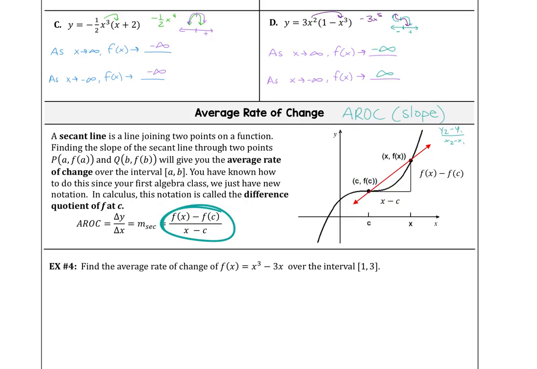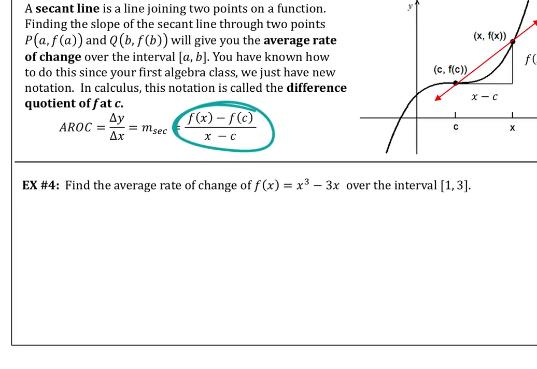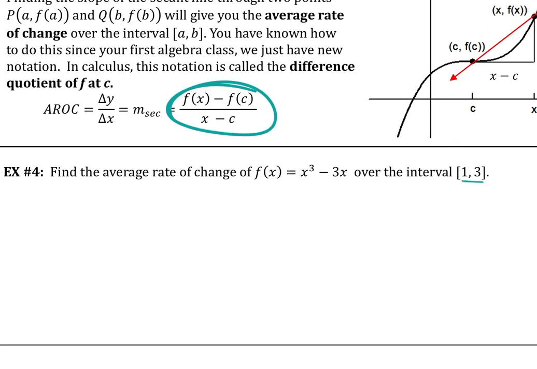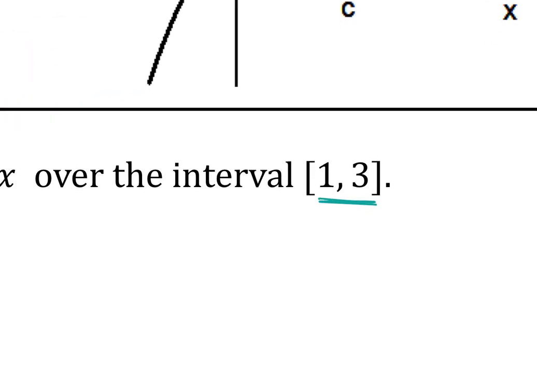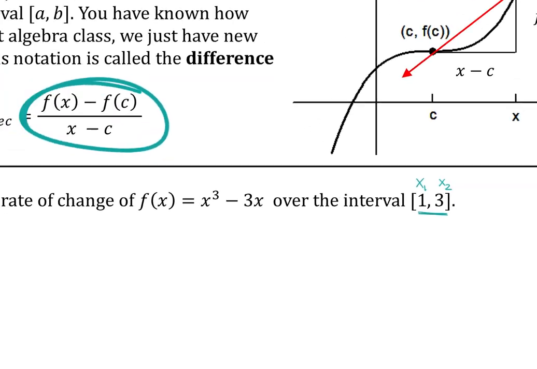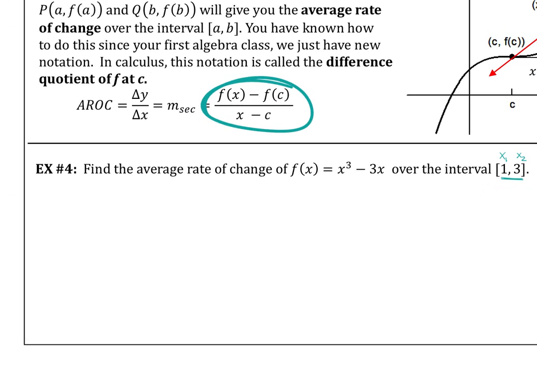So what we're doing when we find an average rate of change, we are finding it over an interval of numbers. So we are finding it from 1 to 3. Now, these are both of our x values, x1, x2. We need to find our y values. So what we do first is find f of 1 and f of 3, to get our y values. So plug in 1 cubed minus 3 times 1, which is 1 minus 3, which is negative 2. So we have 1, negative 2.